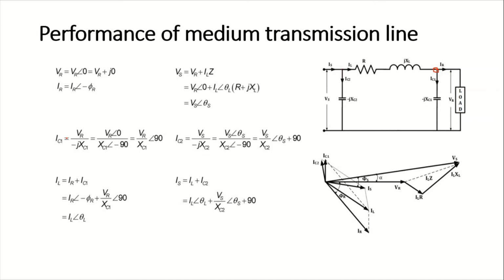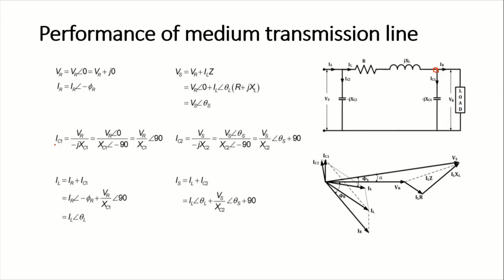IC1 can be obtained by the equation VR by jXC1. VR is the reference phasor, so it can be written as VR angle 0, and jXC1 can be written as XC1 angle minus 90 degrees. So VR by XC1 is the magnitude, which remains the same, and the angle can be written as 0 plus 90, so 90 degrees.